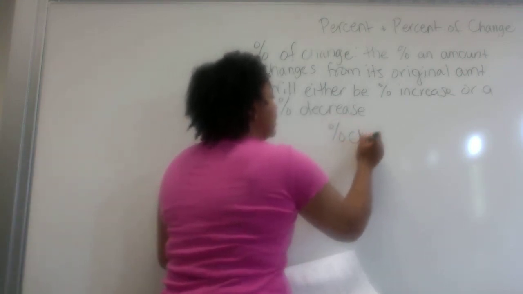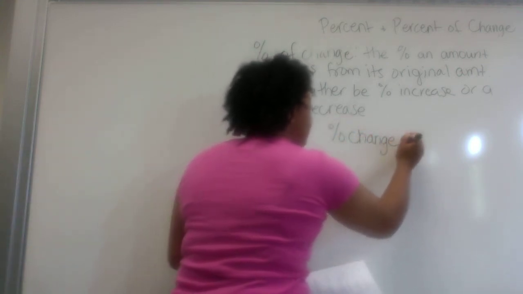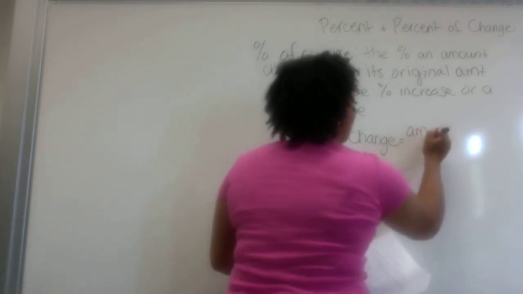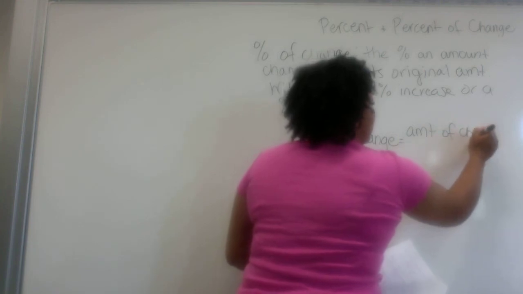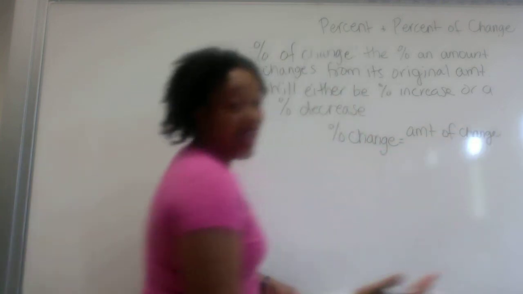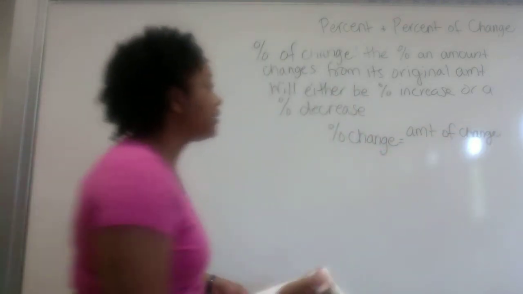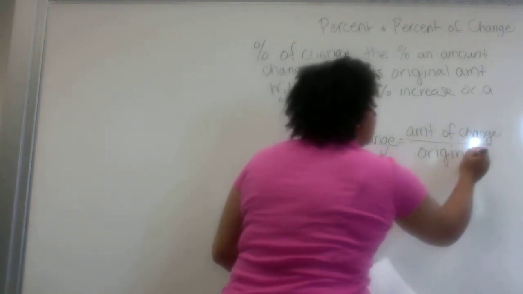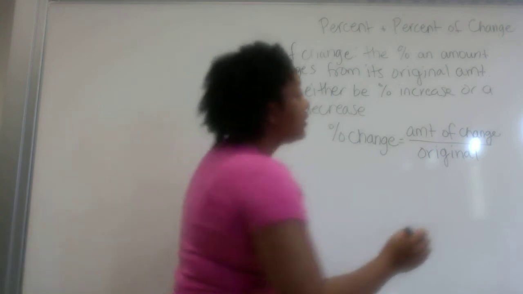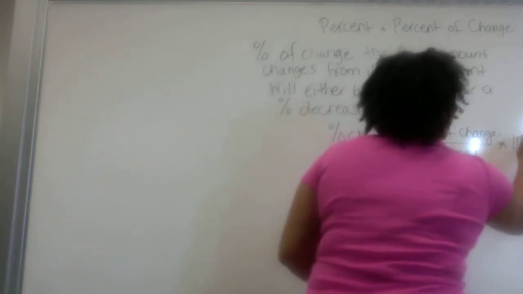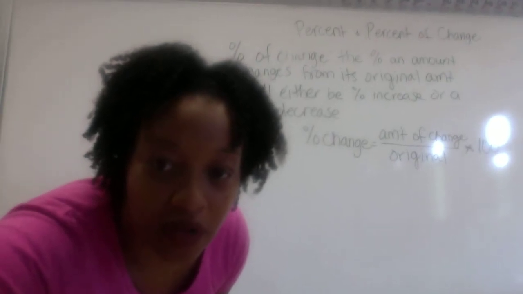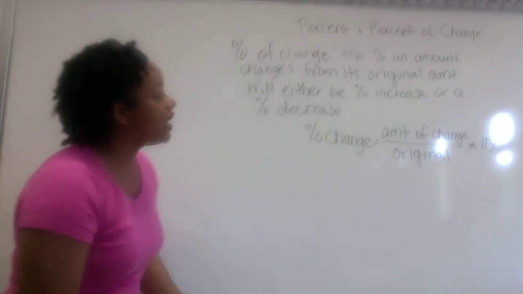To calculate the percent of change, it's going to be equal to the amount of change. So that's how you're going to know if it's an increase, you're going to add. If it's a decrease, you're going to subtract. Divided by the original amount, times 100. I don't know if you can see this, 100. See that? There we go. Well, there's a glare, but there it is. It's the original amount times 100.